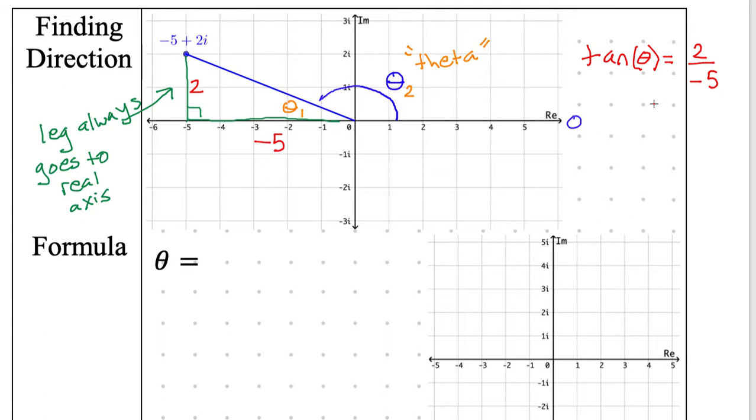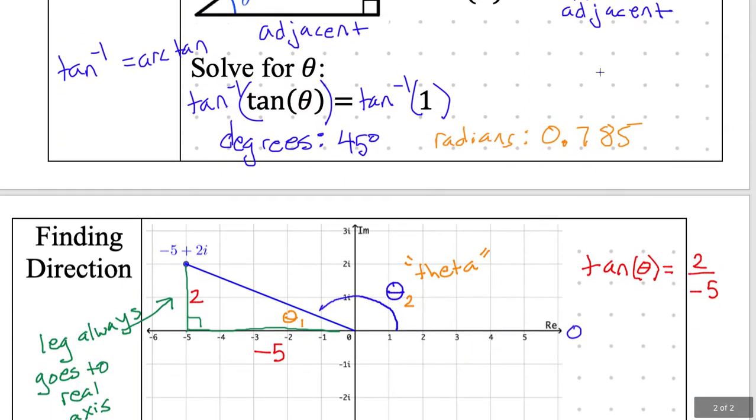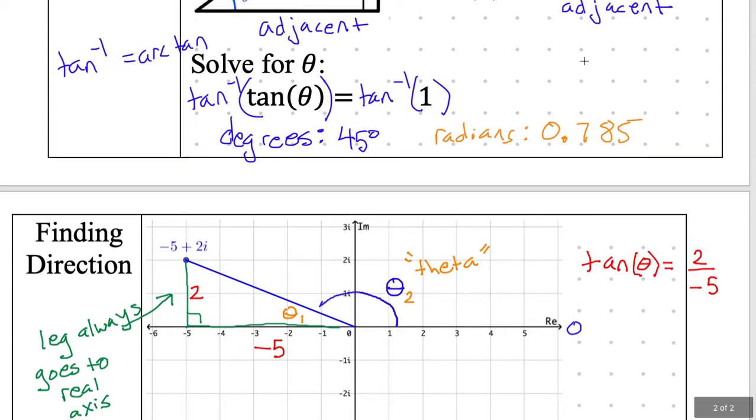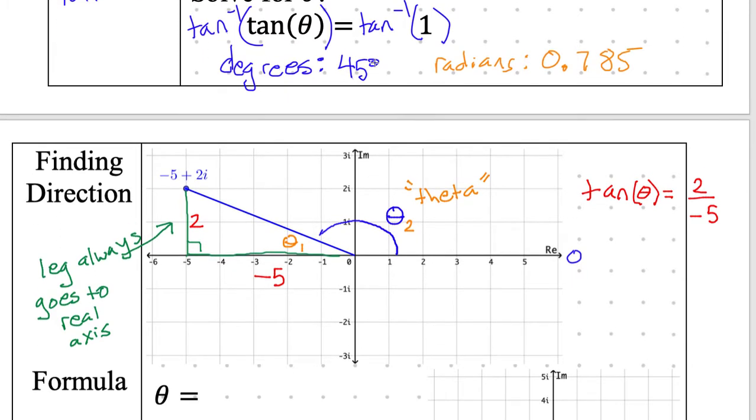Now we need to solve for theta. What am I going to do to both sides to solve for theta? How do I undo tangent? Look at your previous side of the notes. How do I undo tangent? I take the arctangent of both sides.